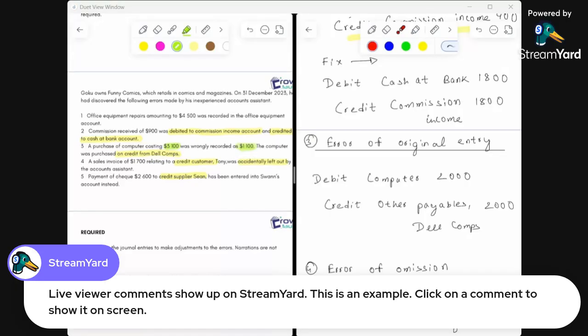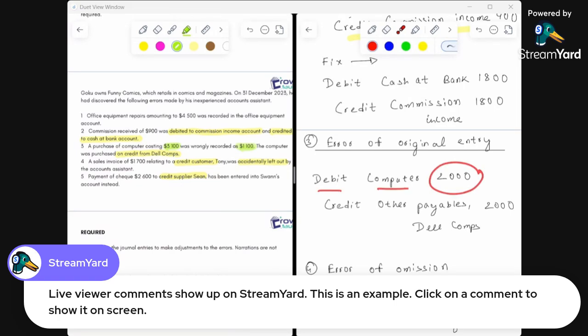So we understand that the computer cost 3,100, but we ended up recording 1,100, which means we failed to record 2,000 more. Now, how do we record 2,000 here? We have to increase the value for computer, which is a non-current asset in our books. So when we increase our assets, we debit it. So we are debiting computer by $2,000.